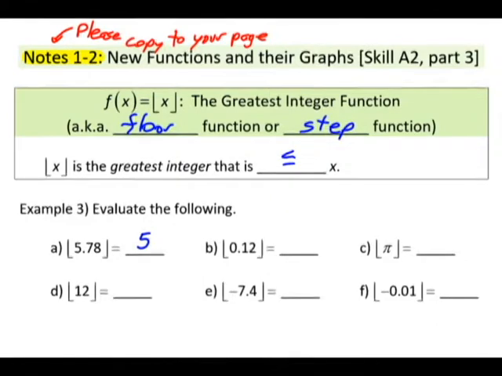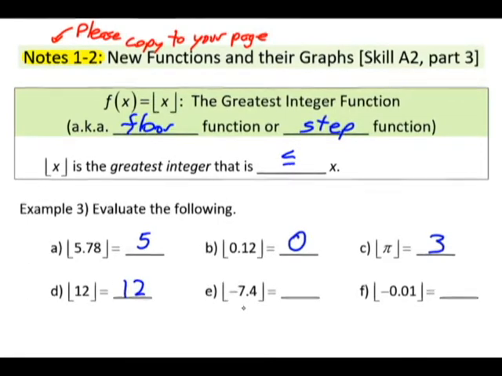Pause the video for a moment and try these examples. Make sure you understand. Okay, here are your answers. The greatest integer less than or equal to 0.12 is just 0. Pi is a little bit over 3. The greatest integer less than or equal to pi is 3. The greatest integer that is less than or equal to 12 is 12.